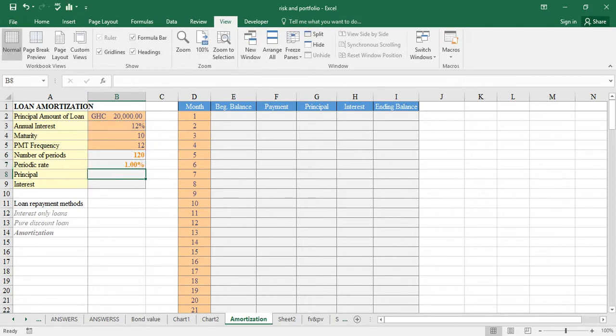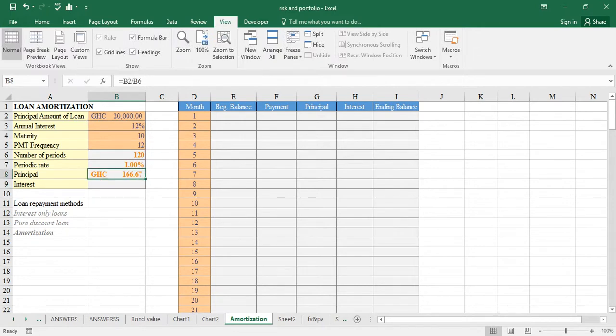Then the principal. Here we are not going to estimate the payment, but rather we are going to estimate the principal, because the payment is not fixed, but rather the principal is fixed. We need to estimate that fixed amount. All right, so how do you estimate the fixed principal amount? We just divide the loan amount here by the total number of periods.